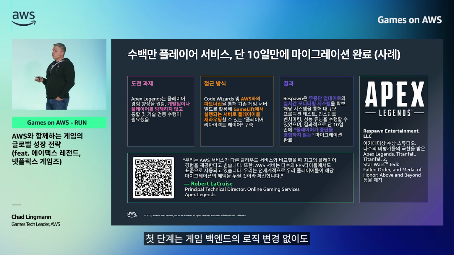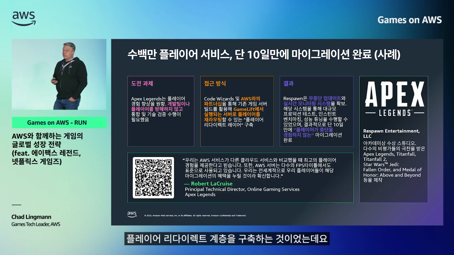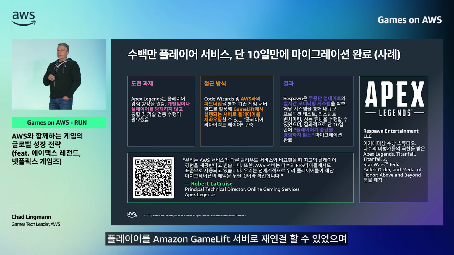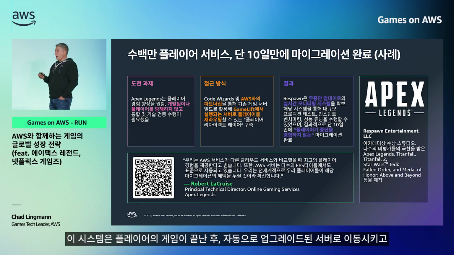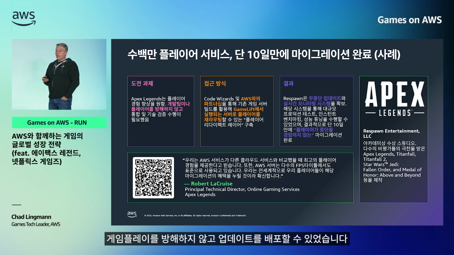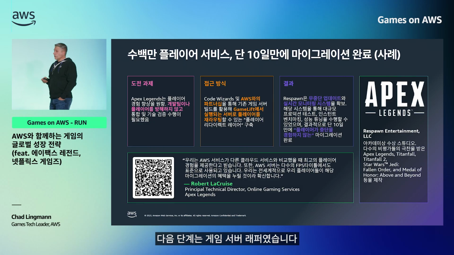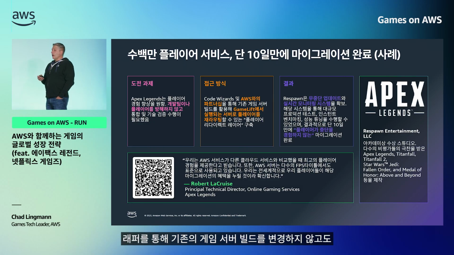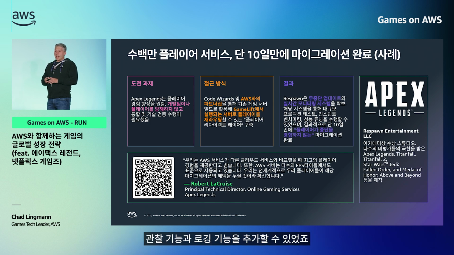The first step was to build a player redirect layer that could reroute the players to Amazon GameLift servers without changing the game backend logic, which avoided risky code changes and unnecessary QA cycles. It was a system that automatically migrated the players to upgraded servers after their match ended, and it deployed updates without interrupting the gameplay at all. So the next part was a game server wrapper. It was also created, which allowed them to use the existing game server build without change and to add observability and logging into the existing build.